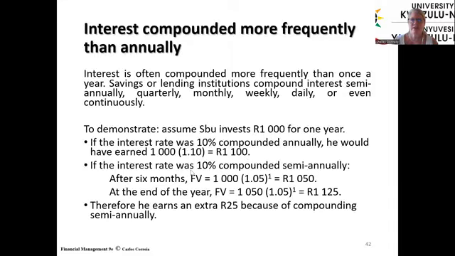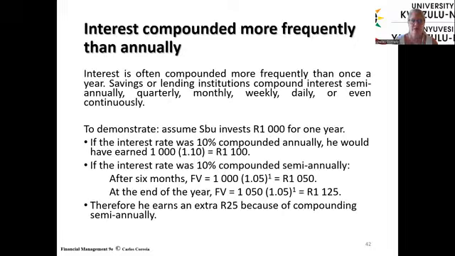If, however, the interest rate was going to be compounded twice a year, so it's 10%, but it's compounded semi-annually, then what happens is after 6 months, his 1,000 Rand invested will grow by half of 10%, which is 1,050. And then that is reinvested. And for the second half of the year, it earns another 5%. Okay. And then he ends up at the end of the year with 1,125. So can you see that he's earned extra, 25 Rand extra, in fact?